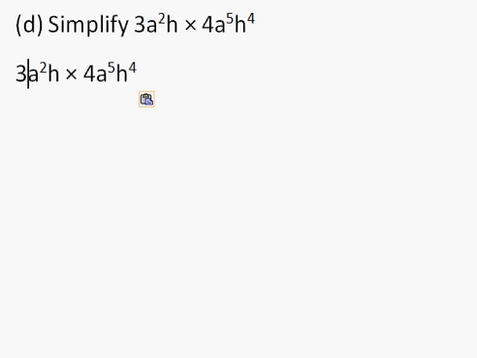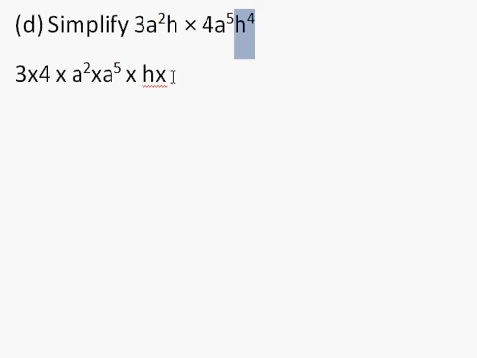Okay, so I'm going to rearrange this so it's 3 times 4 times a squared times a to the power of 5. Hopefully this will be clear. And then times h times h to the power of 4.